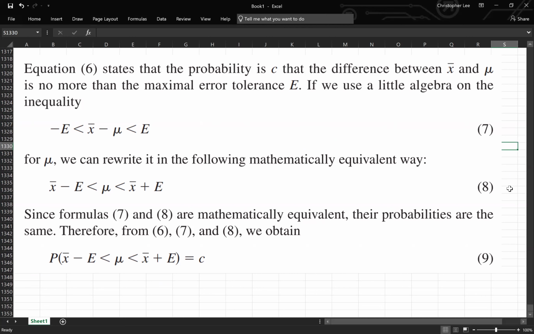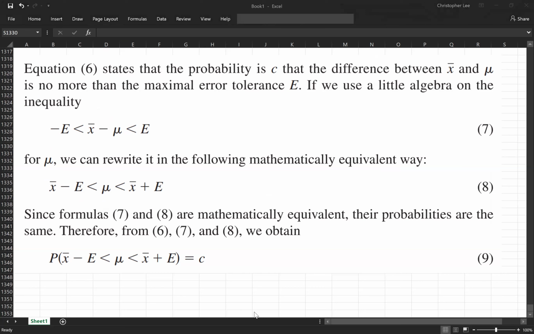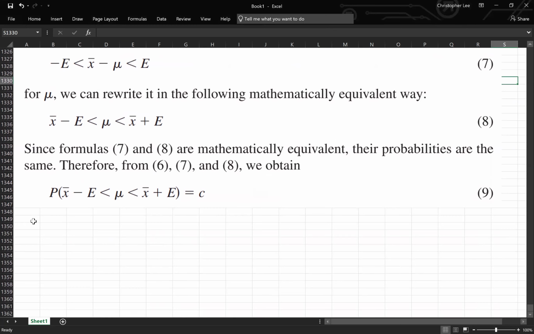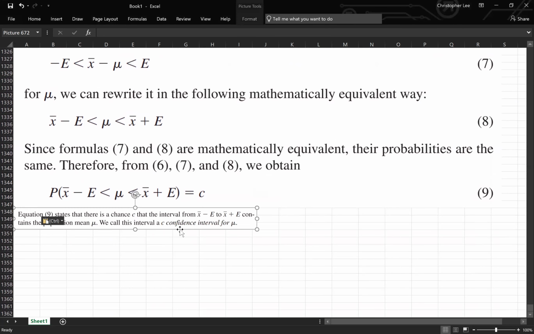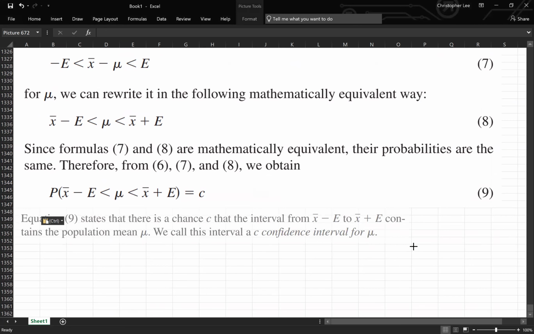This is what's on your formula sheet. This formula right here. You guys can see that, chapter 8, next slide on the formula sheet. So since formula 7 and 8 are mathematically equivalent, their probabilities are the same. Therefore, from 6, 7, and 8, we obtain that the probability of X bar minus E less than mu less than X bar plus E is equal to your confidence level. This is some good stuff right here, and it's really, really simple when you put it all together and do it. Promise you.